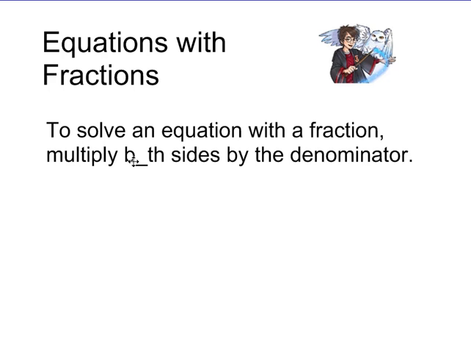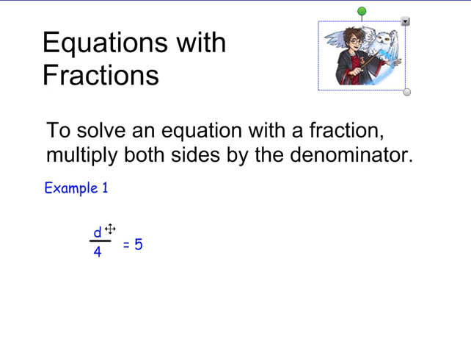Here we go. To solve an equation with a fraction, multiply both sides by the denominator. What's missing? Oh, the O. Both sides by the denominator. Don't forget, the difference between numerator and denominator is the D. D for down, so it's the down value.